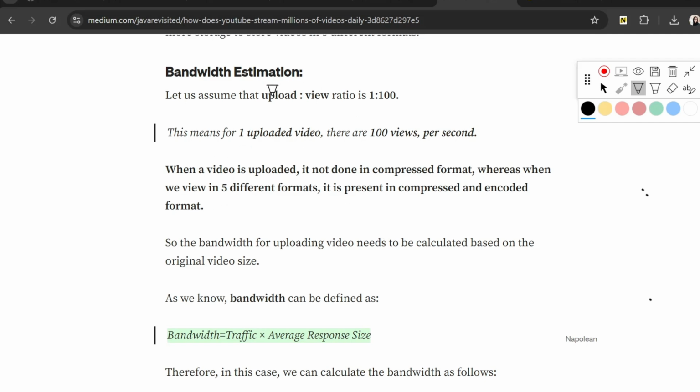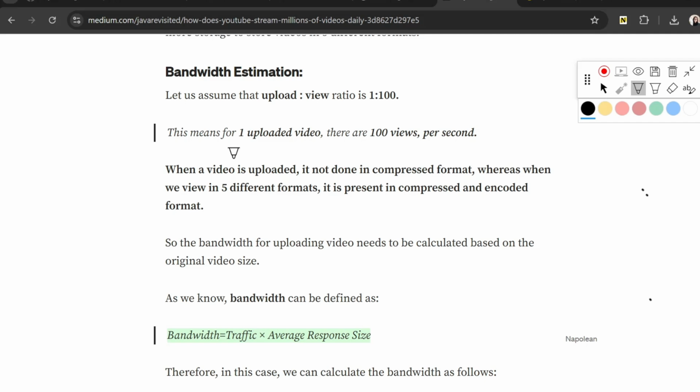So for example, let's say the upload to view ratio is 1:100. We can take any assumption and move on. Which means for one video uploaded, there are 100 views per second, let's say. Now when we did the storage estimation, we assumed that we would always store in compressed format. So my 600 MB video became 50 MB because I compressed and stored it. I'm not storing the original video.